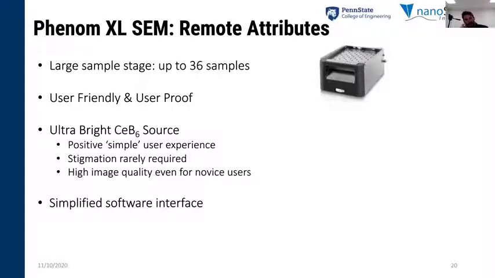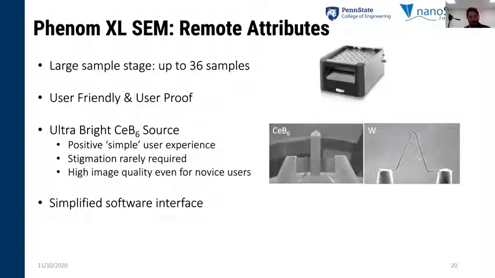Ultra bright source. The Phenom Desktop SEM uses a cerium hexaboride source, kind of like a next generation LaB6 for those of you who have done SEM before. So this is a lot different than the conventional tungsten source. Here's an image of the sources and what they look like. The tungsten source is the classic source used in SEM. And if you just look at that picture, it's a lot thinner.